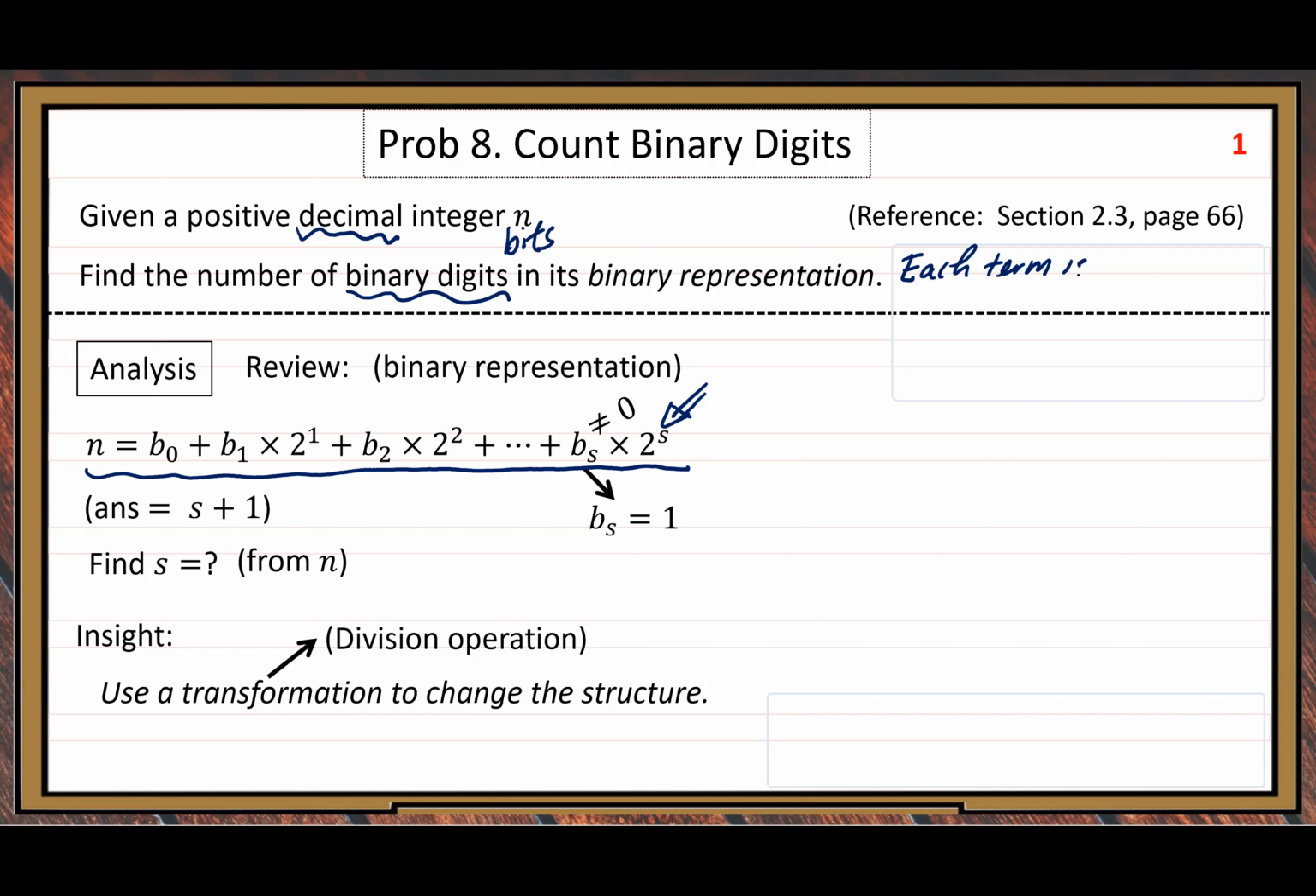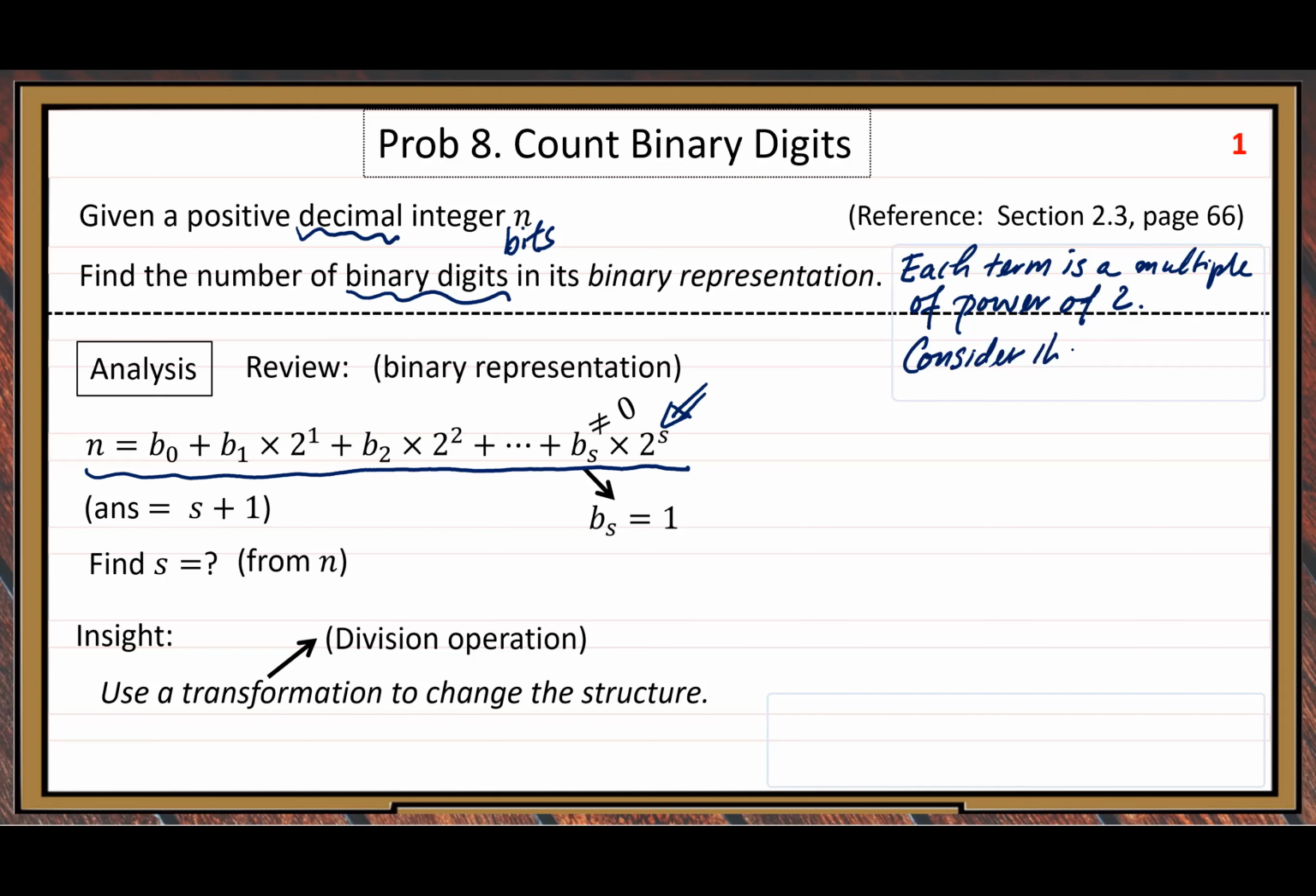is a multiple of a power of 2. Multiple of a power of 2. Then it is quite natural that we can consider division by 2, quite natural because each one is a power of 2.